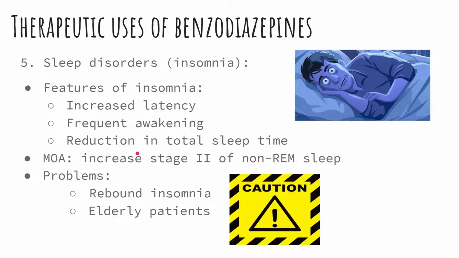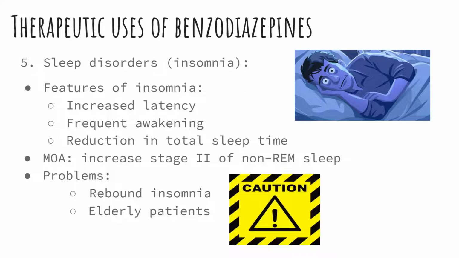So the mechanism of action of benzodiazepines in treating such disorders is that they increase the stage 2 of non-REM sleep. So what is non-REM sleep and what is REM sleep? There are two types of sleep that we cycle through every night, REM sleep and non-REM sleep. REM stands for rapid eye movement, a phase of our sleep cycles that consists of rapid eye movements where our eyes move very rapidly.